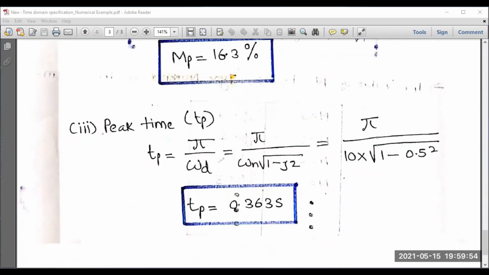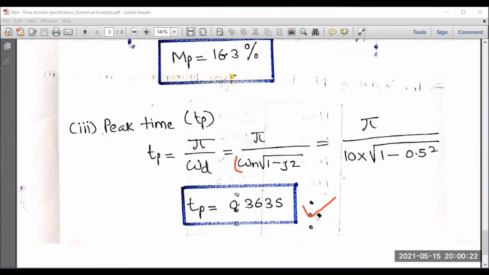Then peak time. What do you mean by peak time? The time taken for the response to reach the peak value for the very first time. So the formula is pi by omega d, where omega d is known as damped frequency of oscillation in radian per second. It is better to write the damped frequency of oscillation in terms of natural frequency of oscillation. This formula is also popular: omega n times square root of 1 minus zeta square. Do the direct substitution. If I do the direct substitution, I'll be getting tp is equal to 0.363 seconds.